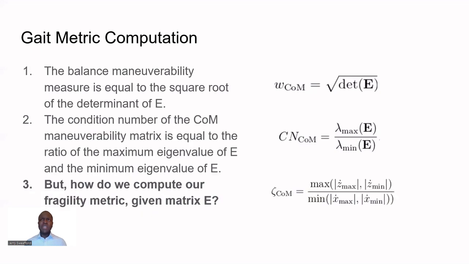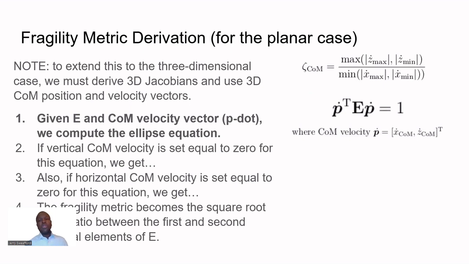But how do we come up with this fragility metric that I'm talking about? Because, well, you see the equation there, it's not in terms of E yet. So we need to convert that to something that's in terms of E. Here's how we would do it, and this is for the planar case, by the way. We're talking about a planar robot, so we're doing the planar case.